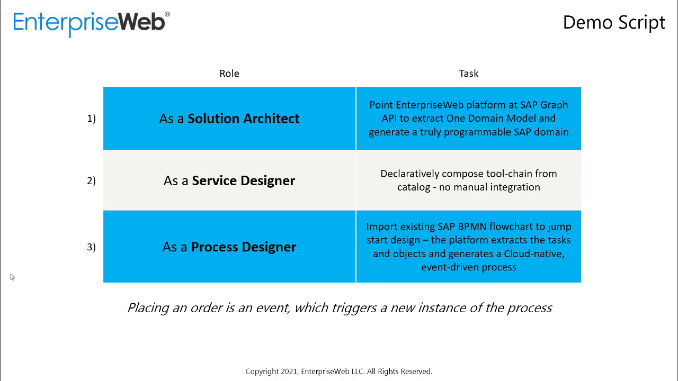He's going to do this all live in front of you. Then he's going to actually place an order, right? He's going to actually run this process. He's going to place an order. The order is effectively an event. It's going to trigger a new instance of this process. He's going to run the process in front of you.